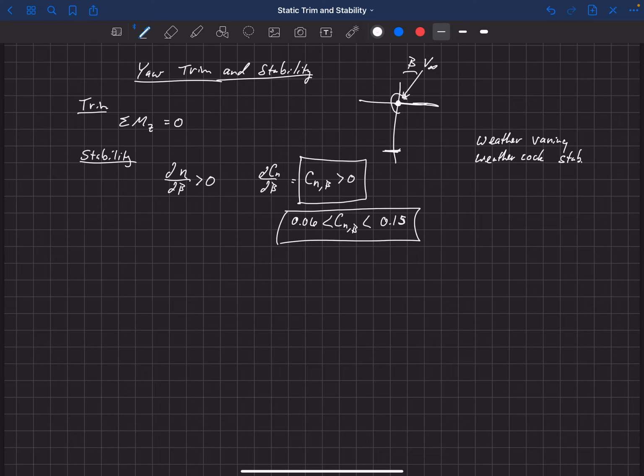And speaking of which, an arrow from a bow and arrow does a similar thing. It's got the fins on the back, and that produces both pitch and yaw stability as the arrow flies to keep the nose pointed into the wind. So that's the idea here. So for our aircraft to be stable in yaw, we want Cn beta to be greater than 0. And most of this is driven by the vertical stabilizer back here.